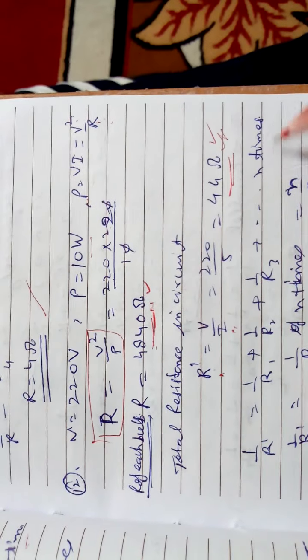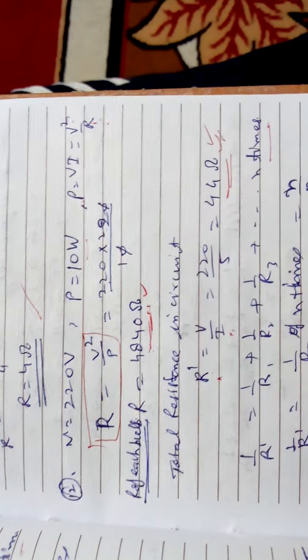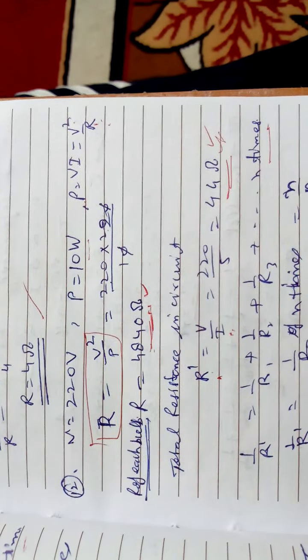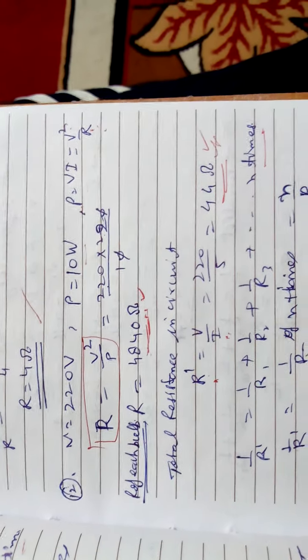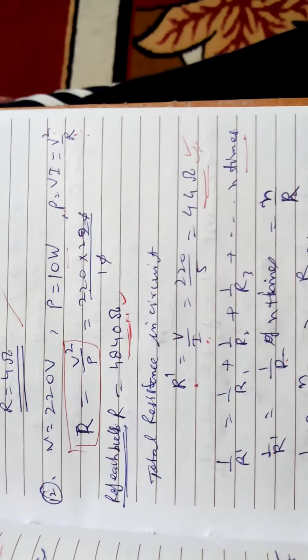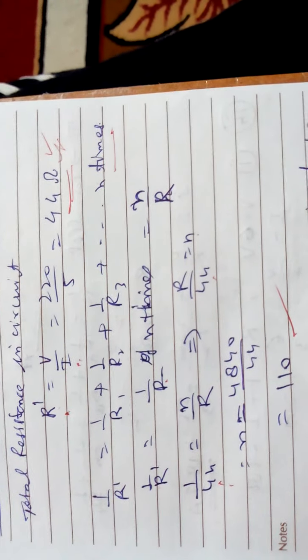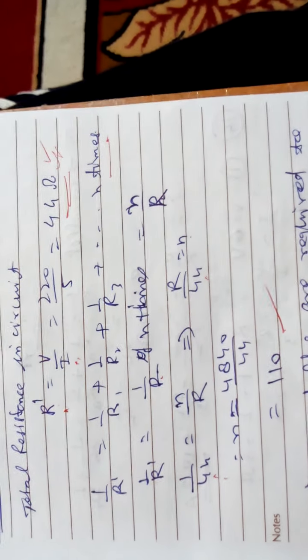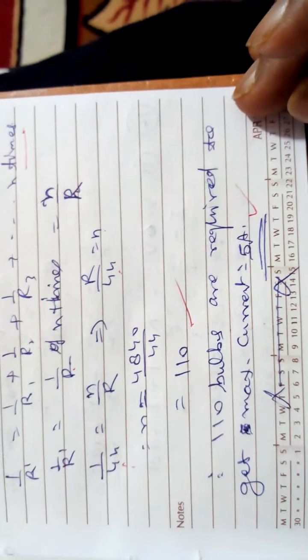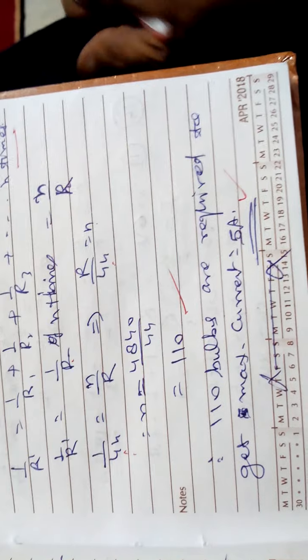So you put them in parallel: 1 upon R dash equals 1 upon R, n times. R dash is 44 and R is 4840, so 1 upon 44 equals n upon 4840. So n is equal to 4840 by 44. Simplifying, you are getting 110 bulbs are required to get 5 ampere current.